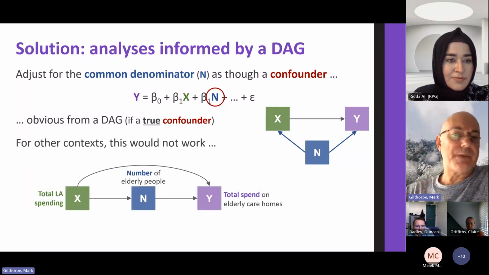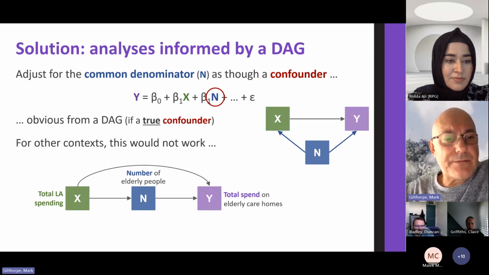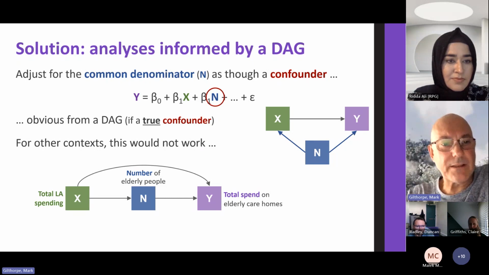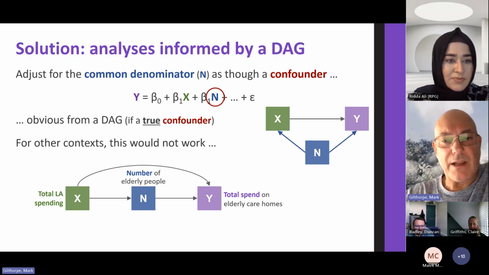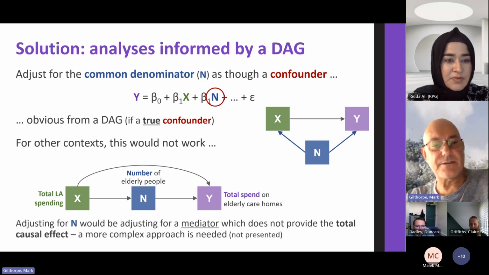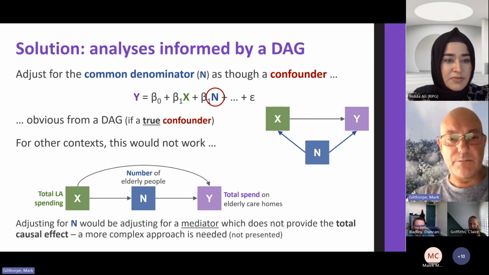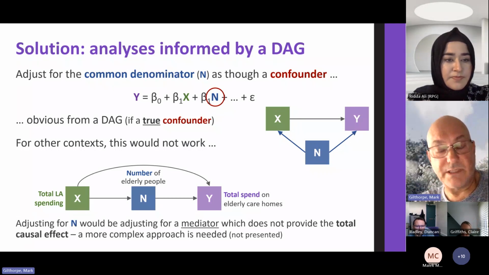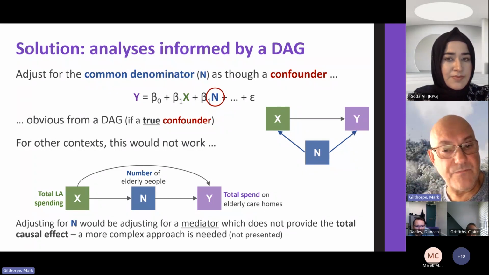For the context, this might not work. So if we look at total local authority spending input from the central government, and how much of that trickles through to, say, spending on care homes, that will depend on different regions according to the numbers of elderly and many other factors, of course, as well. But if you wanted to try and consider adjusting for that, the point would be that it's a mediator, which can't provide the total causal effect.